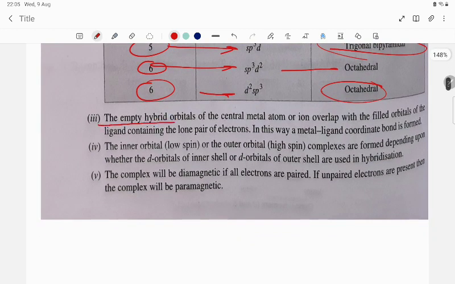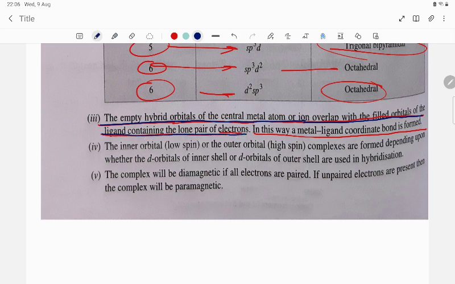Third, the empty hybrid orbitals of the central metal atom or ion overlap with the filled orbitals of the ligands containing the lone pair of electrons. In this way, the metal-ligand coordinate bond is formed. So this is the point: the empty hybrid orbitals of the central metal atom or ion overlap with the filled orbitals of the ligands containing the lone pair electrons, and in this way the metal-ligand coordinate bond is formed.